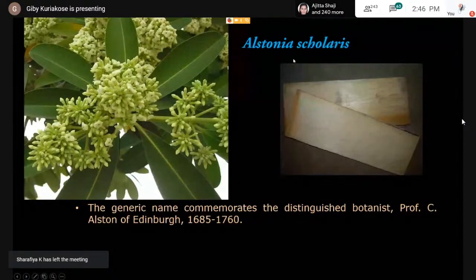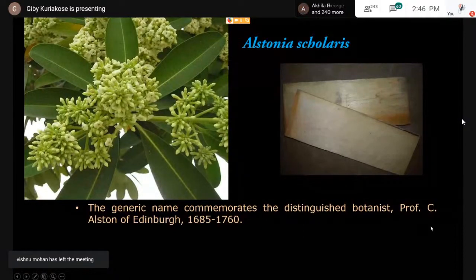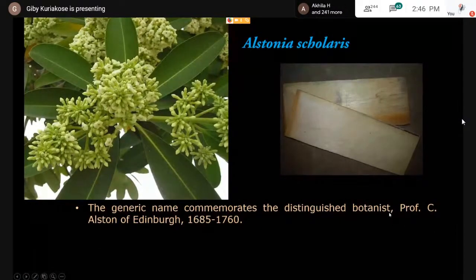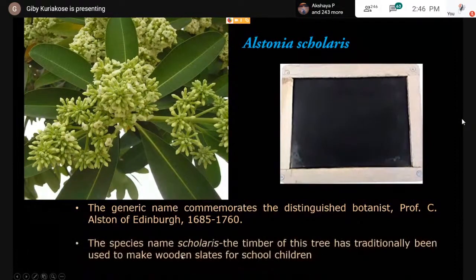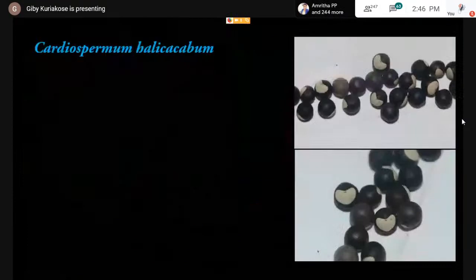Then another interesting name, Alstonia scholaris. The generic name came from commemorating a distinguished botanist called C. Alston of Edinburgh, who lived between 1685 and 1760. But the species name, the specific epithet scholaris, came from a wooden slate, because the wood of this Alstonia scholaris has been used traditionally to make the frame of wooden slates. So scholaris came from this traditional usage, Alstonia scholaris, Ezhilampala or Edilampala.